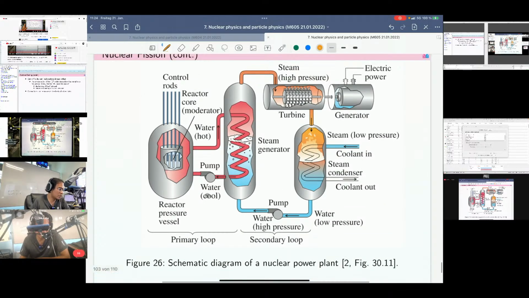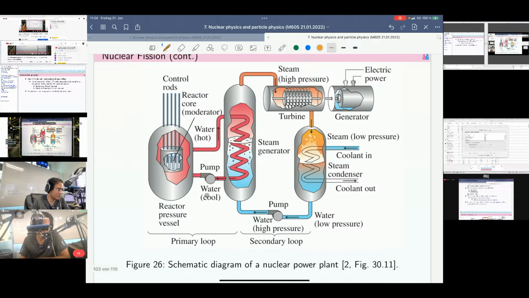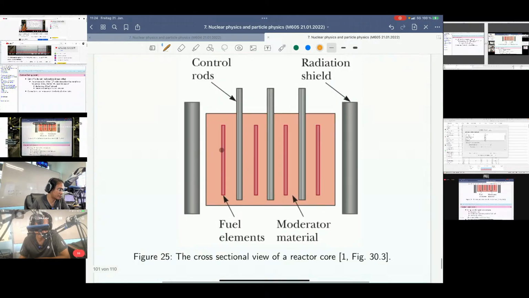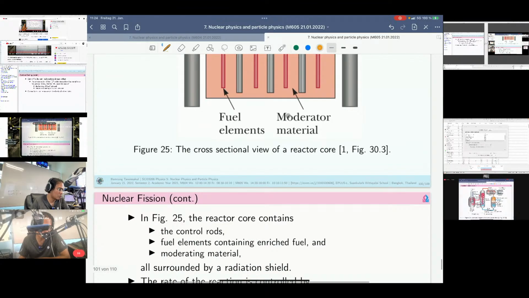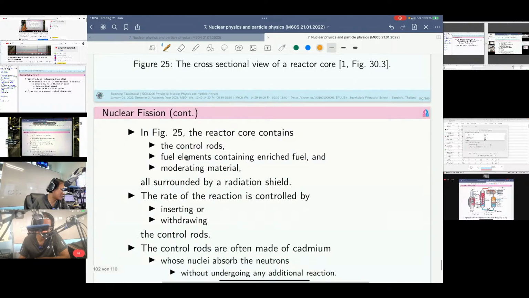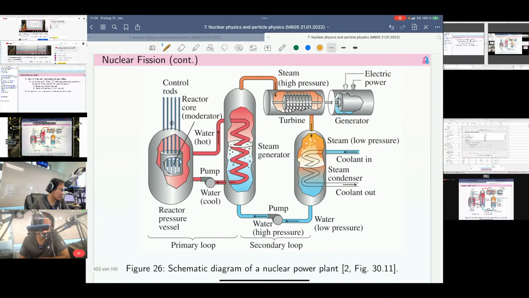You have the control rods, which is this one, the gray one here. The control rod controls the rate of the fission process, right? Move it up, you will have a higher rate. Lower it down, you will reduce the fission rate, because you use cadmium to absorb the neutrons. And then the reactor core moderator.